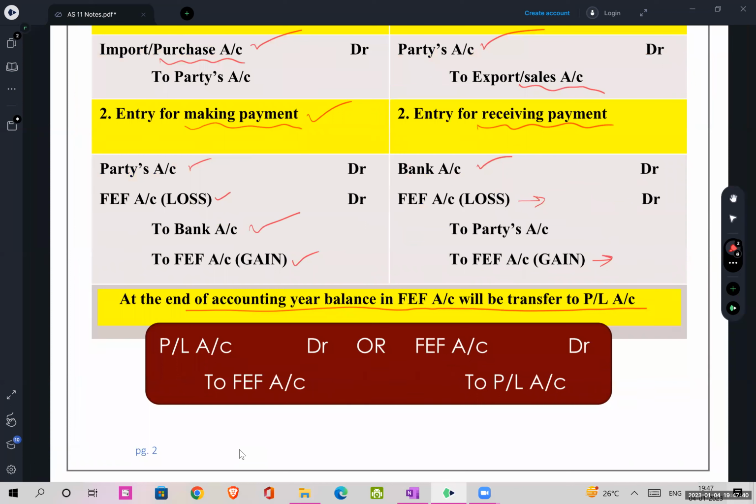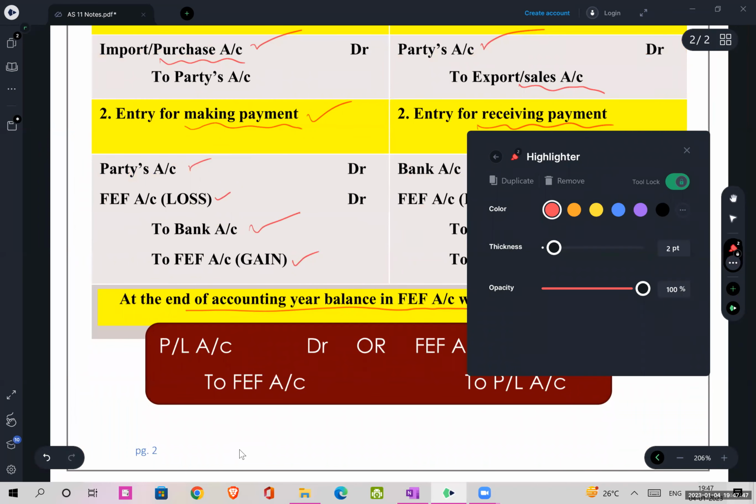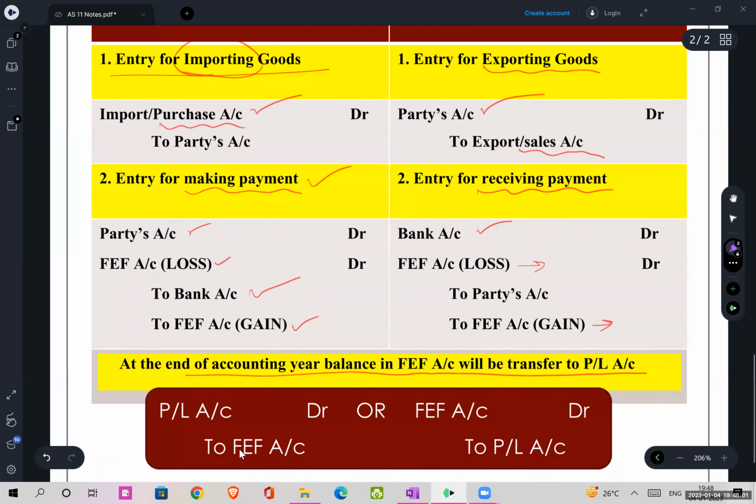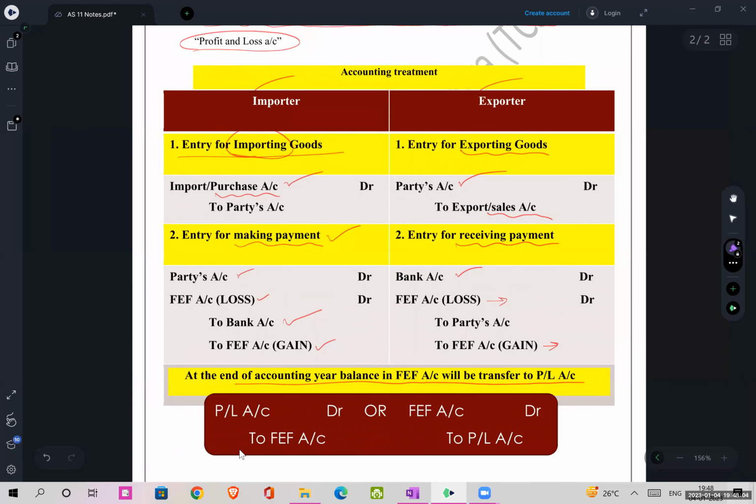So when you close your FEF account, either the balance will be on the debit side or it will be on the credit side. These balances will appear accordingly. I hope the theoretical part is clear to everyone. I repeat, you will be passing journal entries as mentioned in the question, either from the point of view of you being an importer or from the point of view of you being an exporter.